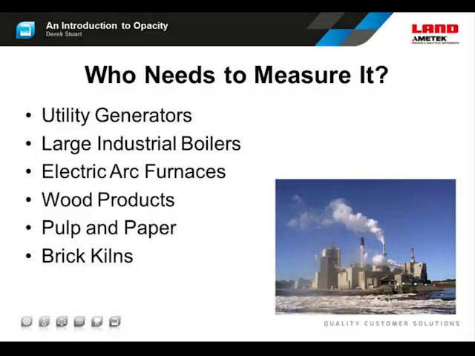So who needs to make the measurement? Or to put it another way, where do we sell the analyzers? A large number of industrial processes have to report opacity. And here's a list of some of them: utility electric generators, industrial boilers, electric arc furnaces, wood products, pulp and paper manufacturers, and brick kilns.